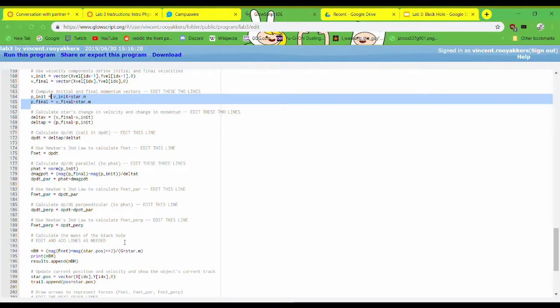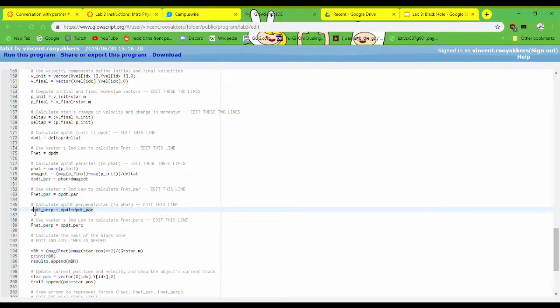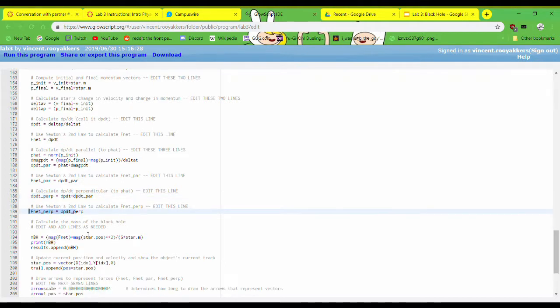Knowing that the parallel component plus the perpendicular component is equal to the overall change in momentum over change in time, we can just subtract the parallel component from what we've already calculated for the overall net force, or change in momentum with respect to change in time, to get the perpendicular component. Again, this just gives us our perpendicular component of the net force.